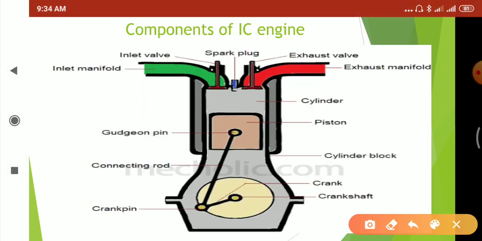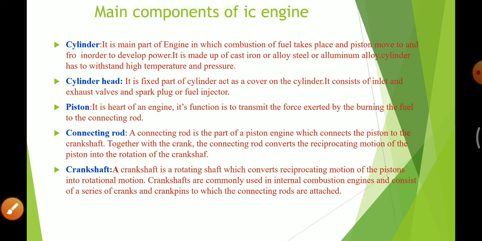This is the connecting rod, which is connected at one end to the piston and at the other end to the crank, and which transmits the force from piston to crank, or you can say crankshaft, which converts reciprocating motion of the piston into rotary motion of the crankshaft. This is regarding the connecting rod. So next is the crankshaft.